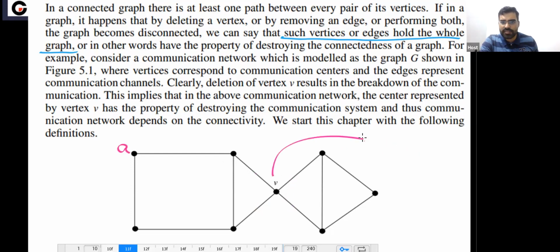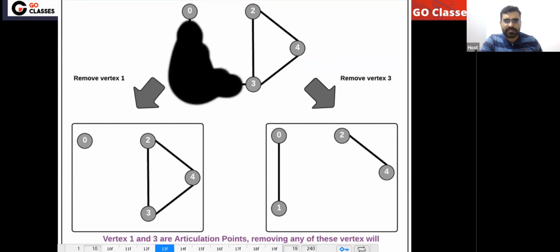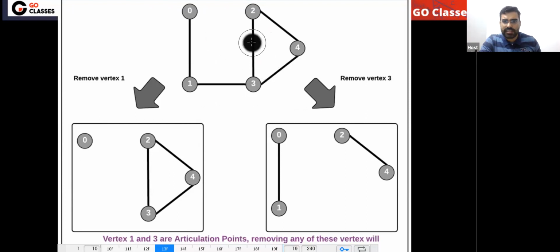So this vertex V is a cut vertex. In this graph, there is no cut edge, no edge whose removal will disconnect this graph. Let's see another graph. In this graph, if I remove vertex 1, then this graph will disconnect. And if I remove vertex 3, then also this graph will disconnect. So vertex 1 is also an articulation point, and vertex 3 is also an articulation point. Articulation point or cut vertex, both are the same thing.